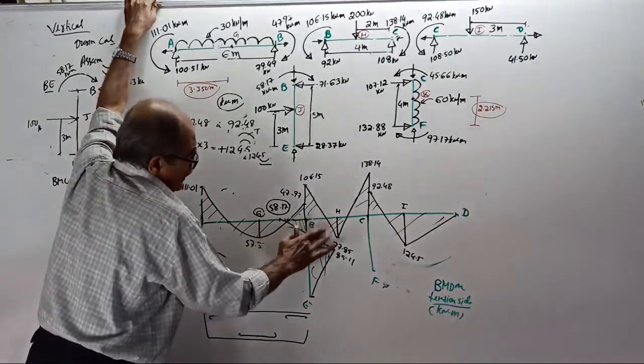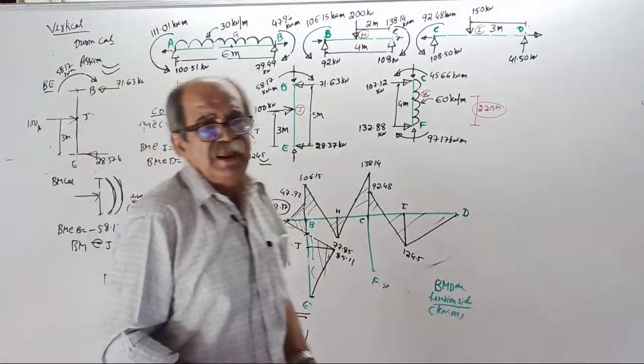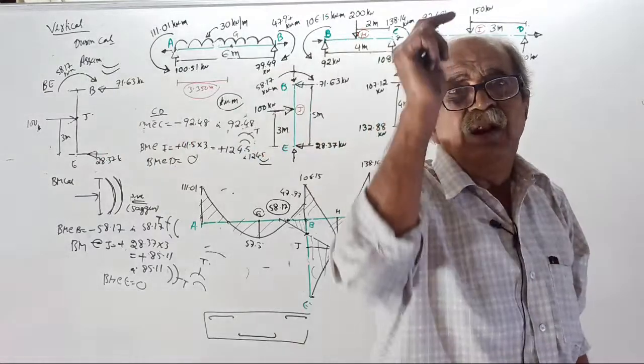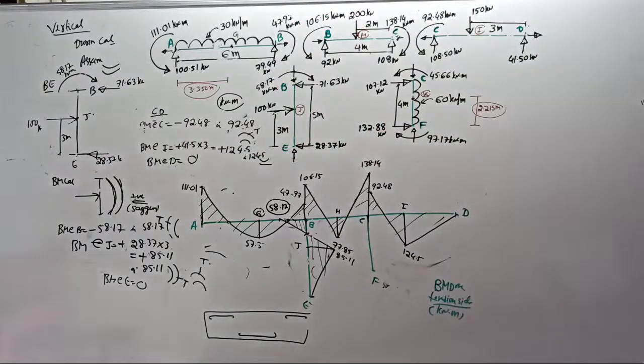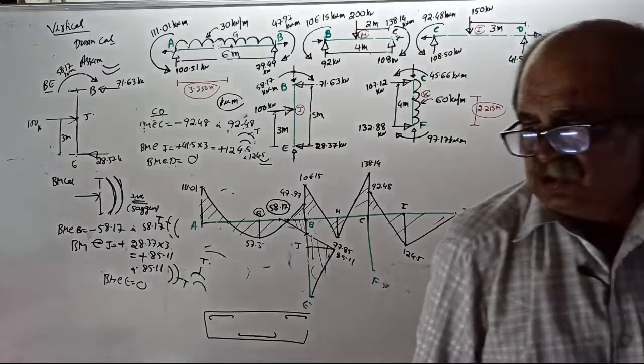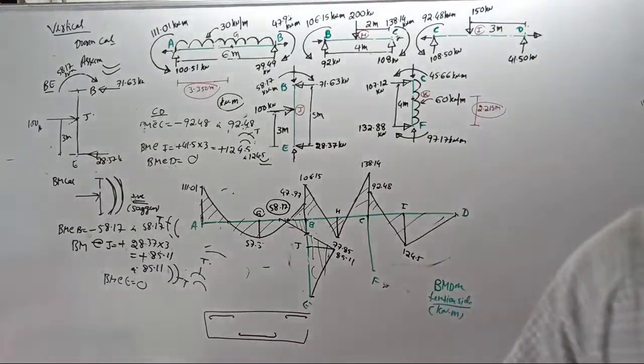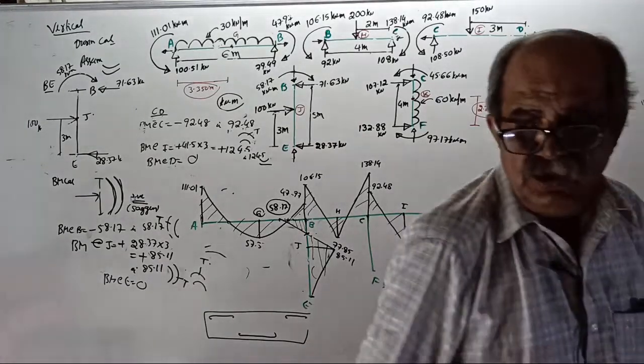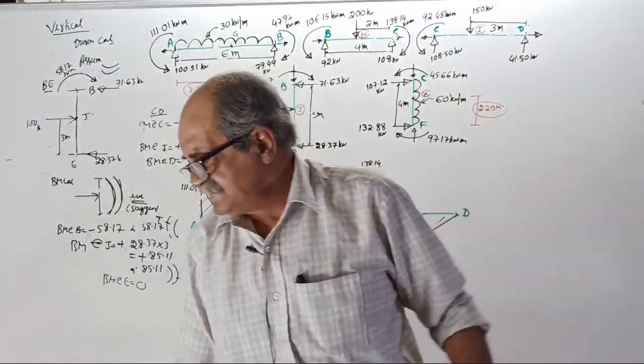Fully clear? Tell me. Fully clear or not? BMD for the column. Now you can go to yesterday's class. Yesterday there was a time problem, so I did it a little fast. Today do one thing. After the class, you go to yesterday's class and study once again.